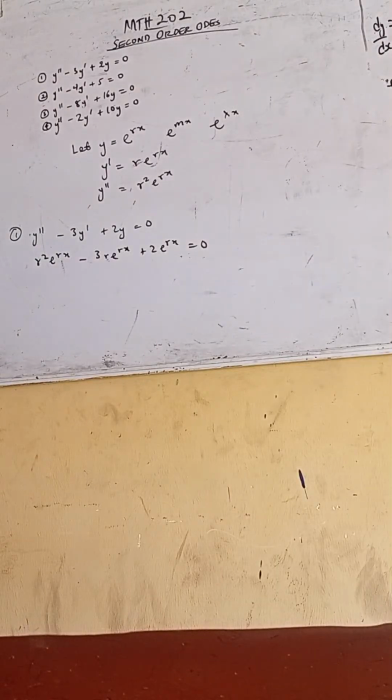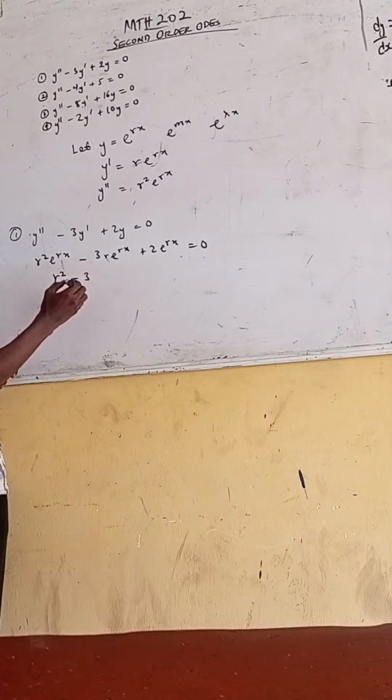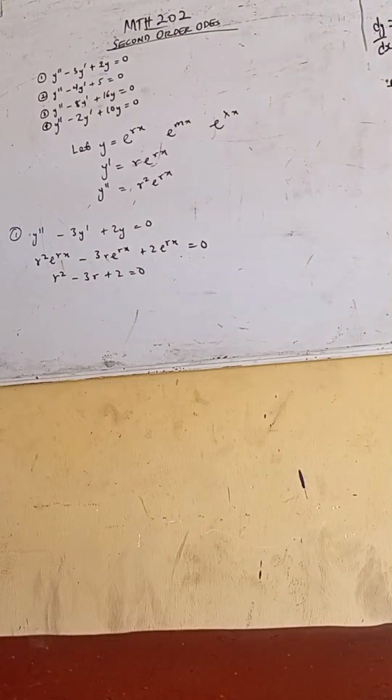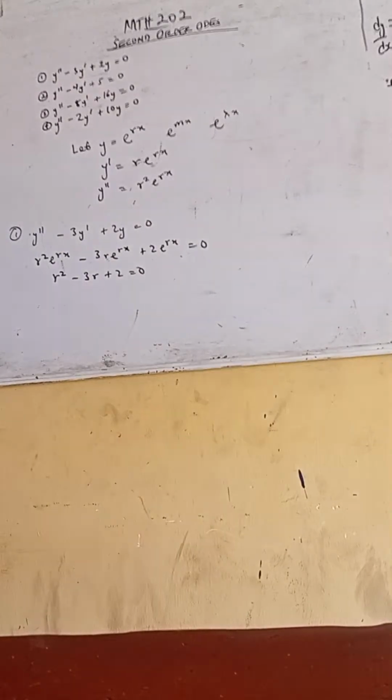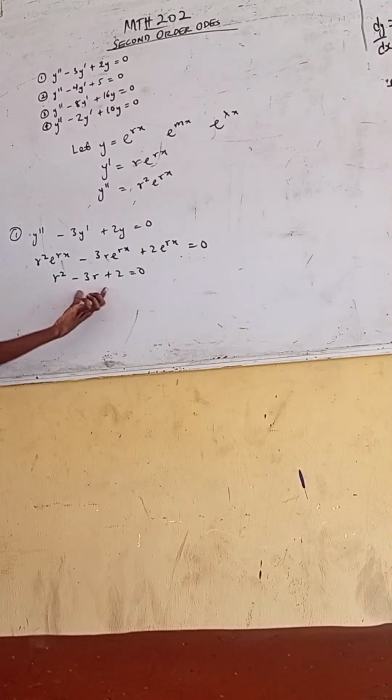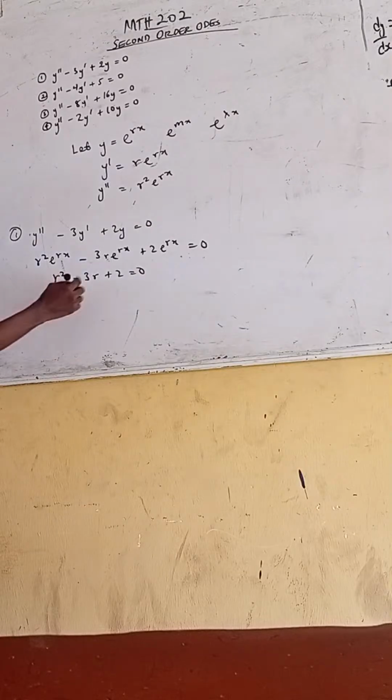We can divide through by e raised to power rx, since e raised to power rx is not 0. So we have r squared minus 3r plus 2 equals 0. We divided through by e raised to power rx. So this is what we call our characteristic equation. Now we are going to solve the characteristic equation.